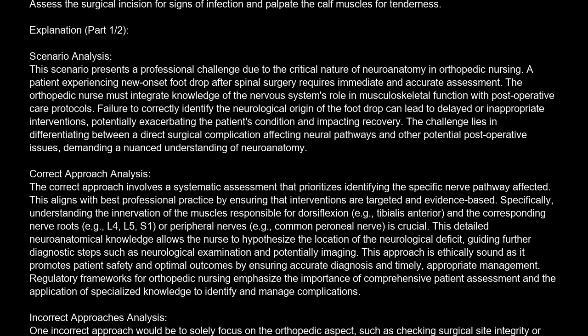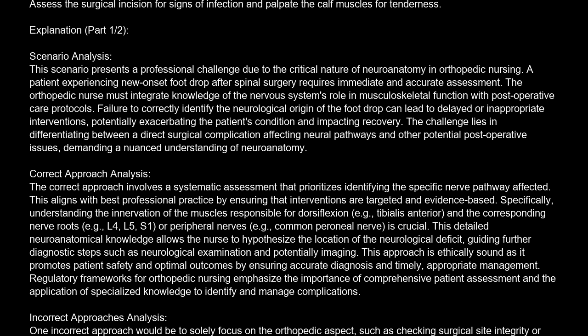The correct answer is D. Assess the surgical incision for signs of infection and palpate the calf muscles for tenderness. Explanation. Scenario analysis. This scenario presents a professional challenge due to the critical nature of neuroanatomy in orthopedic nursing. A patient experiencing new-onset foot drop after spinal surgery requires immediate and accurate assessment. The orthopedic nurse must integrate knowledge of the nervous system's role in musculoskeletal function with post-operative care protocols.